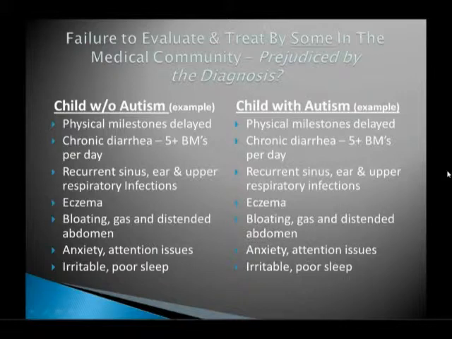And so this slide I've used over and over as an example of, if you took the same clinical presentation of a child. Here's the child on the left whose physical milestones are delayed, chronic diarrhea, recurrent sinus, ear, upper respiratory infections, eczema, bloating, gas problems. And maybe they've got some anxiety and attention issues. Maybe there's some irritability and they're not sleeping real well. But that child does not have a diagnosis of autism.